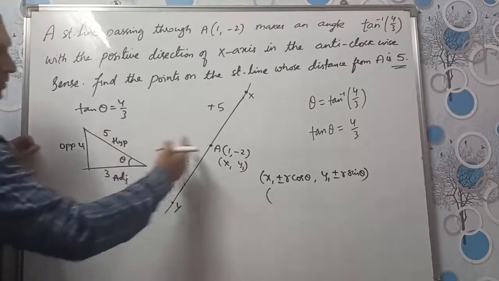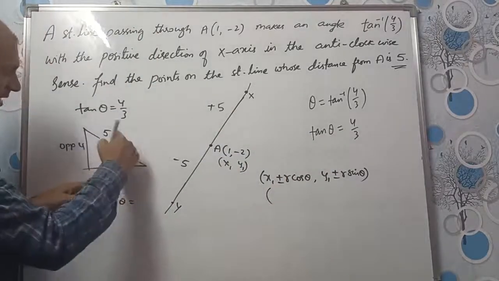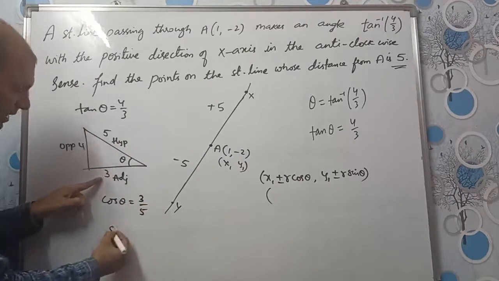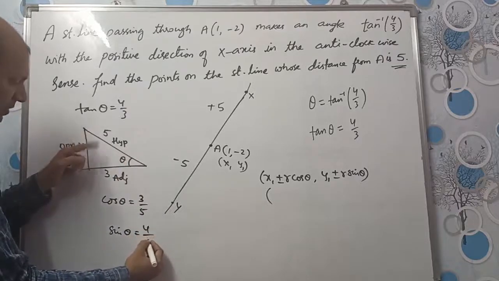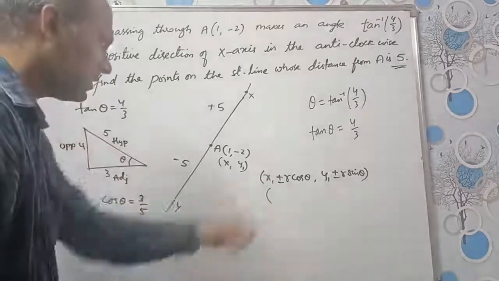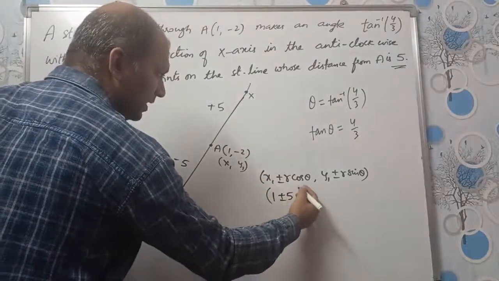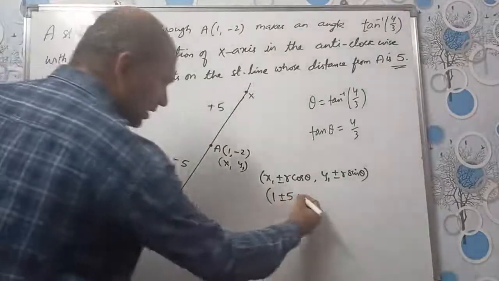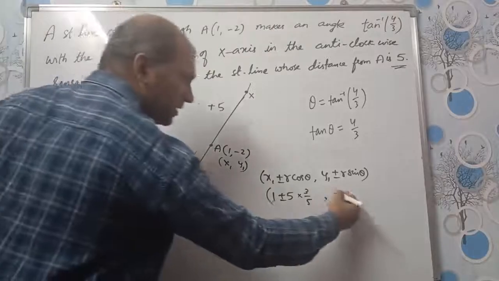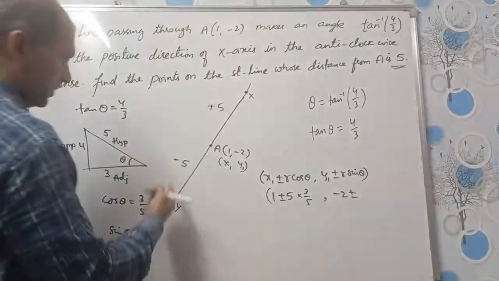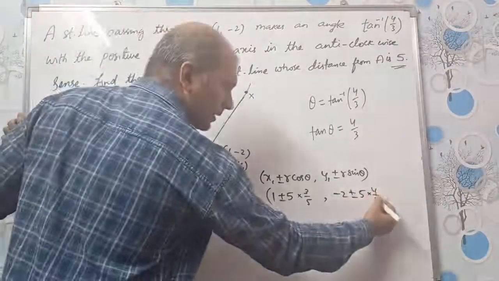Now we need to find cos. What is cos? Cos is adjacent divided by hypotenuse. So this will be 3 by 5. What is sin? Opposite divided by hypotenuse. Sin will be 4 divided by 5. So we'll substitute these values here. What is x1? x1 is 1 plus minus r, which is 5, given, 5 cos theta. Cos is 3 by 5. y1 is minus 2 plus minus r, r is 5, sin theta. What is sin? 4 by 5.